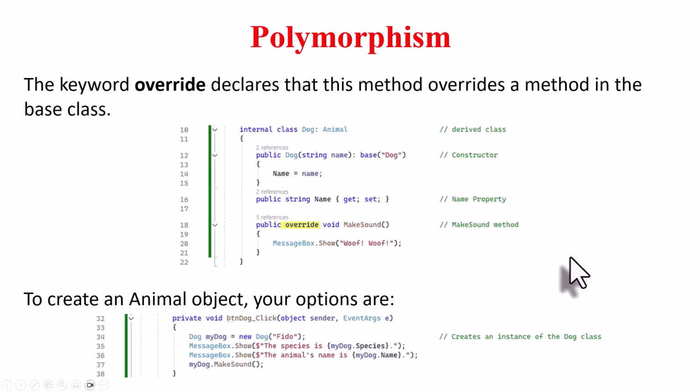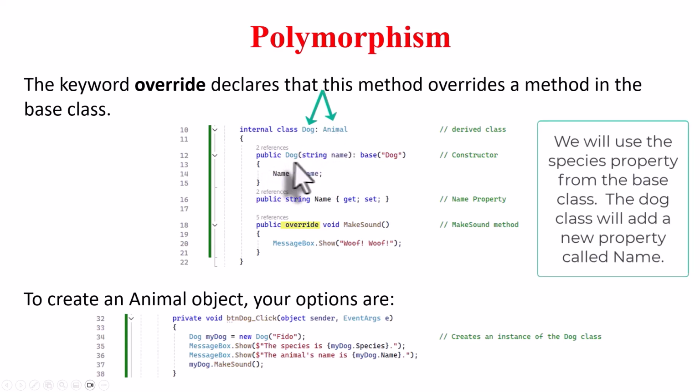Well, if we want to use the override, the keyword override declares that this method overrides a method in the base class. So we can create a new class called Dog based on the Animal class. In this case, we have a string name, we have base dog in here. And we have a get and set for the name property. And we would override MakeSound in the message box and go "woof woof."